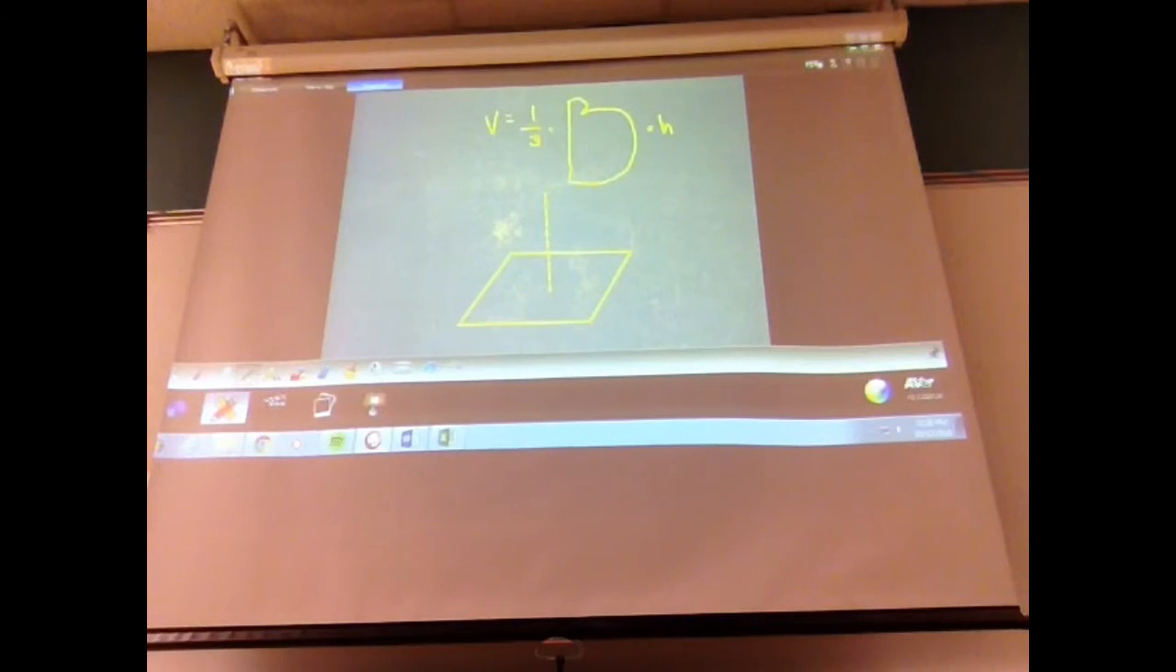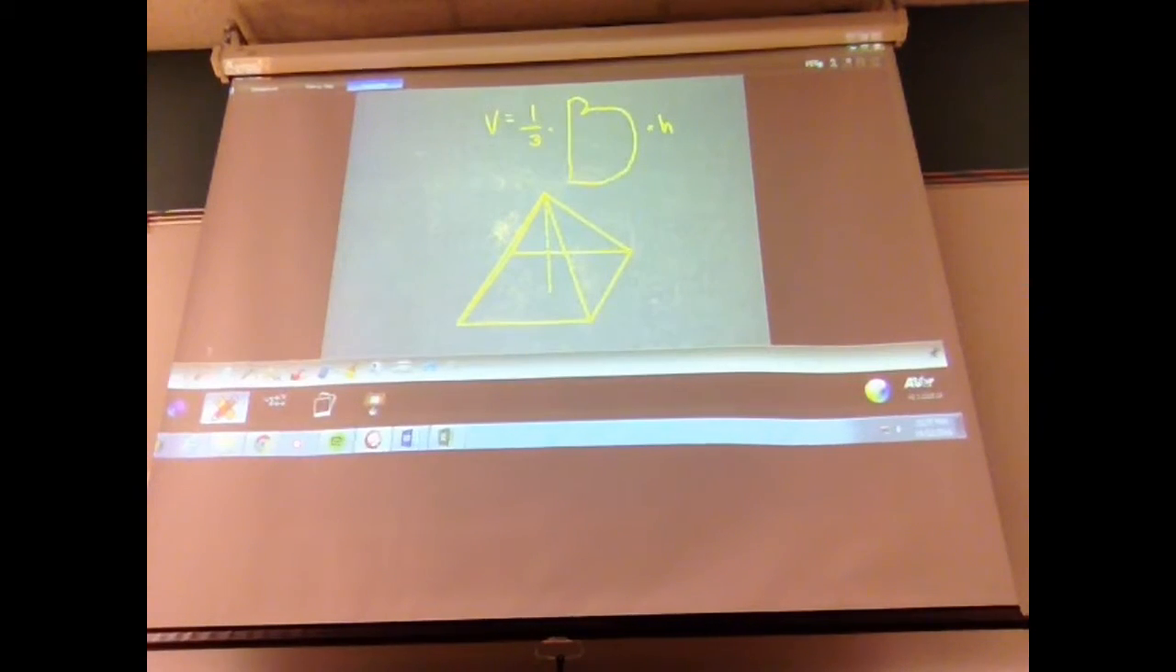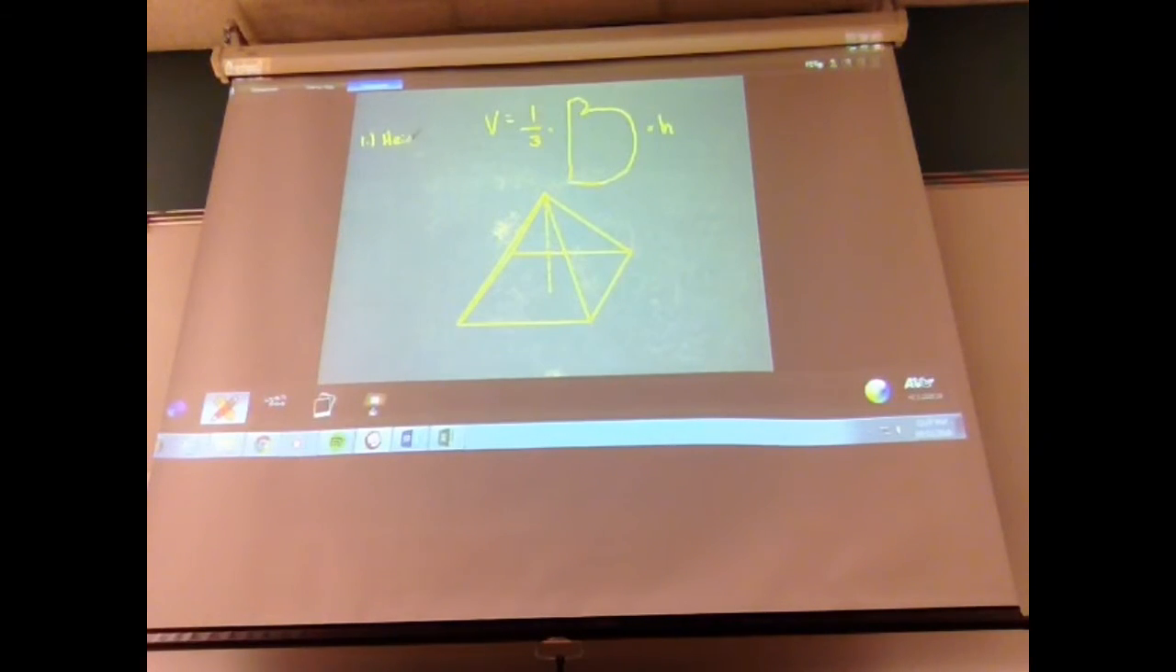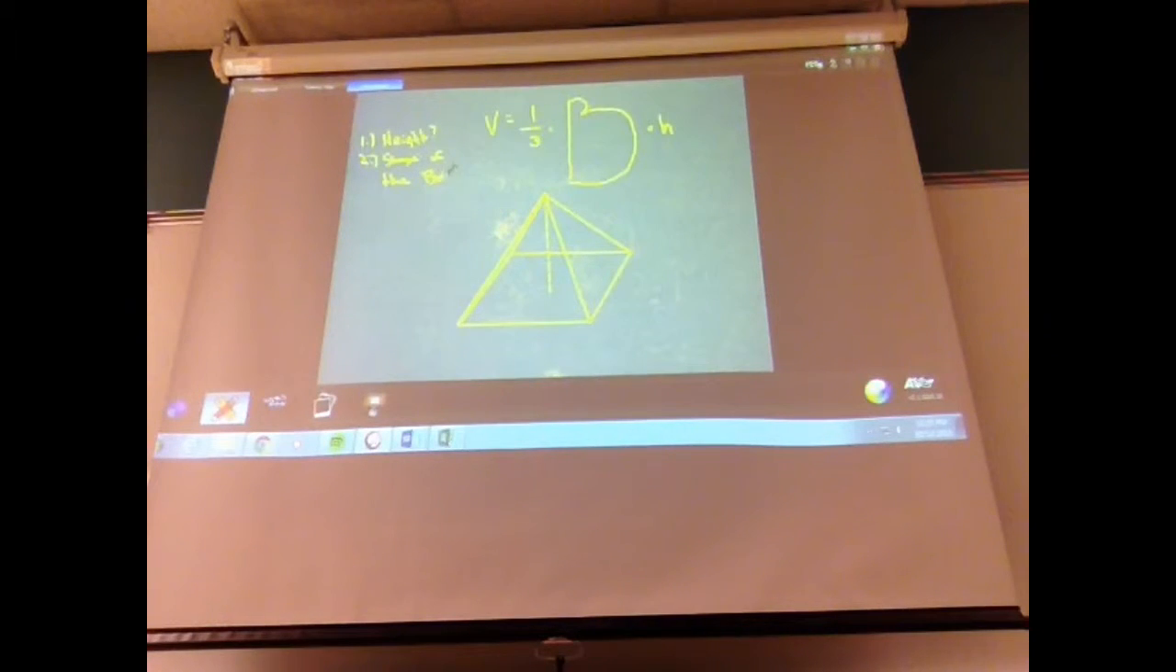Now, like I said before on the other one, guys, you have two questions you're always going to ask on these problems. The first question is always going to be, what's the height? The second question is always going to be, what's the shape of the bottom? This one may look a little weird, but we can kind of see it. So I'll put over here problem number 1: height, H-E-I-G-H-T. And for question 2, I'm going to put shape of the bottom. Those are our two questions we're going to ask.